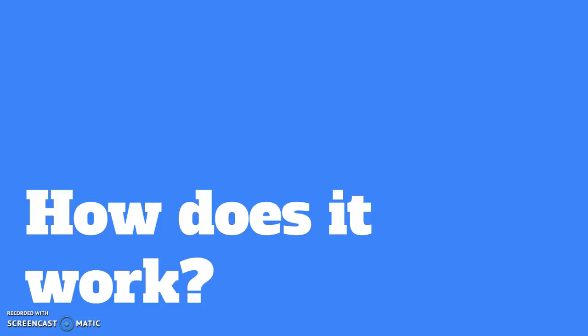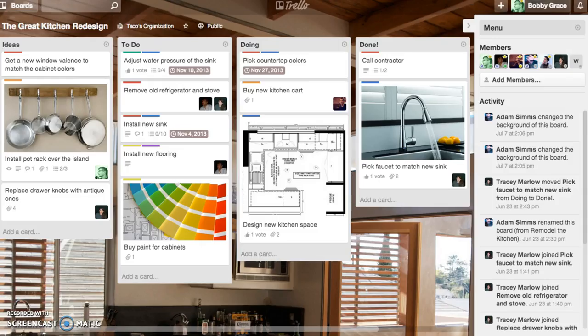All right, so how does it work? I took this from the Trello website. This is from their web application. This is a Trello board. As you can see up at the top is an example of the Grid Kitchen redesign. And you can see the organization name and whether or not it's private or public.